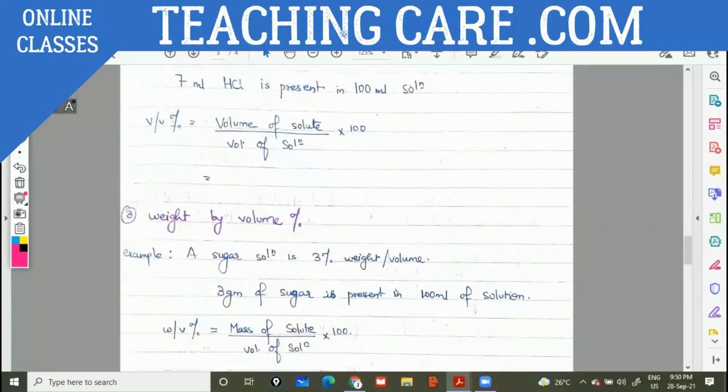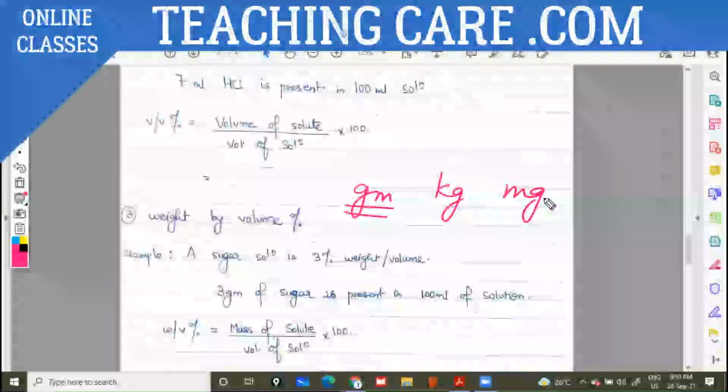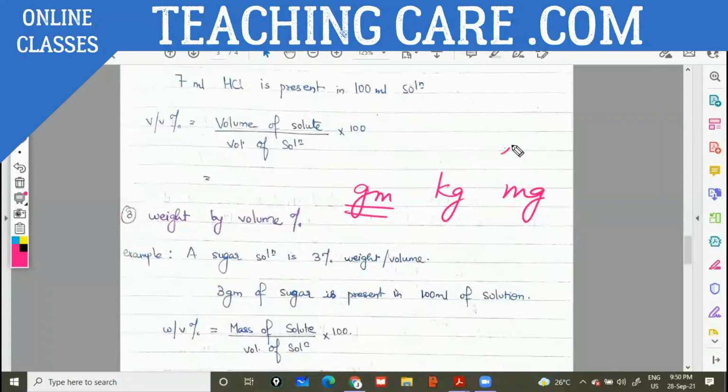How will you find out the mass? Mass will always be given in grams, kg, milligram. And volume is in liters, milliliters, deciliter, all these things. The letter L comes for volume. Gram comes for mass. So, mass by volume of the solution into 100.